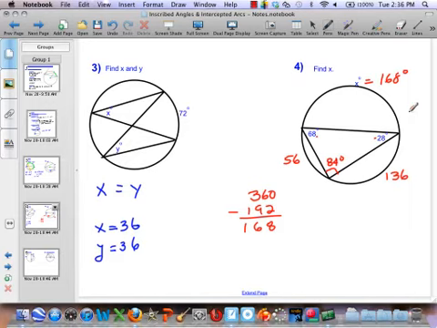I don't care which one you choose. My concern is that you are able to use the concepts from today's lesson to solve the problem. 68 and 28 is 96. So we take 180 minus 96, 84 degrees. And remember, the sum of the angles of a triangle is 180.